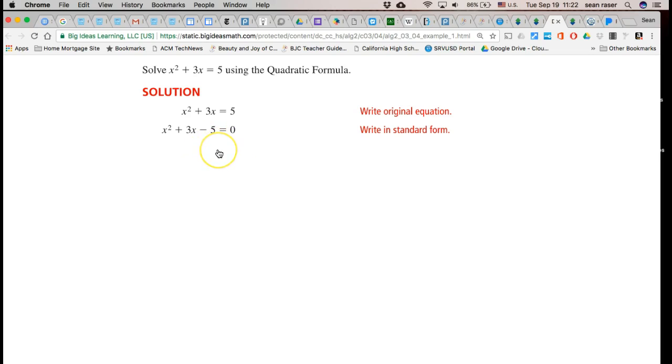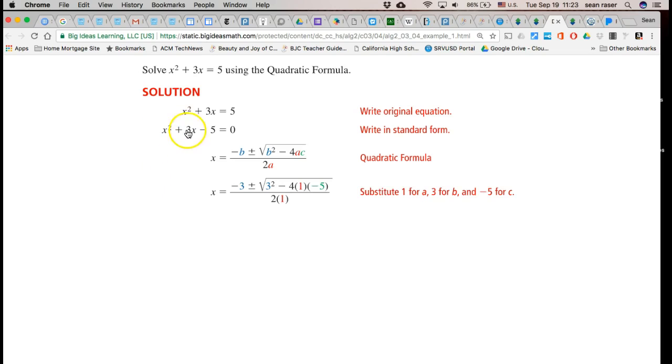Now what we want to do is go ahead and pull our a, b, and c values from this. So you'll see right here, there's no number in front of x squared, but when you have that, that means that your a value is just equal to 1. This is 1x squared. Our b value is equal to 3, and our c value is negative 5.